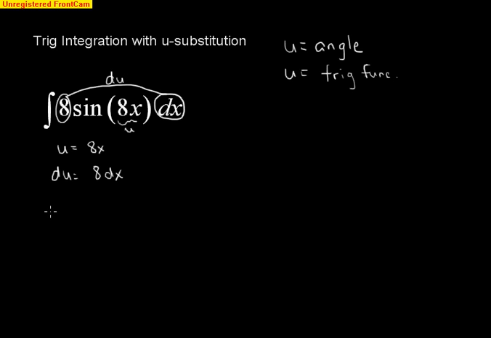So there's no adjustment needed, and our new integral in terms of U winds up being simply the sine of U du. If we know our integration rules, we know that the integral of sine is negative cosine U plus c. Then all we have to do is plug U back in, so we have negative cosine of 8x plus c. So that's a pretty simple one to start off with.